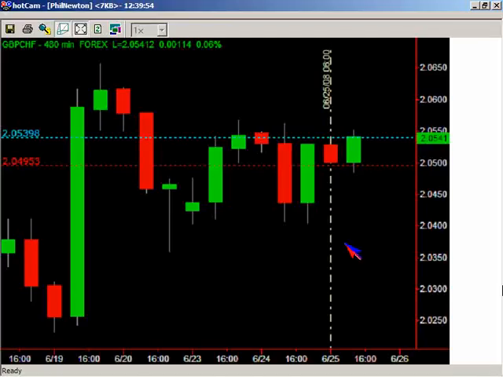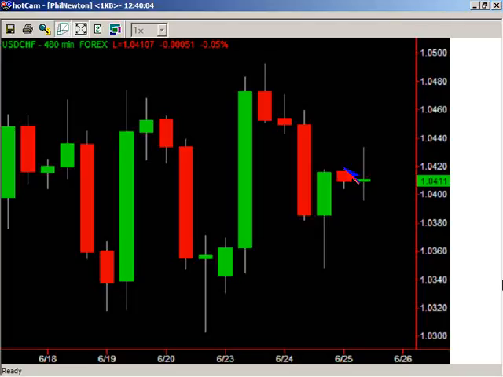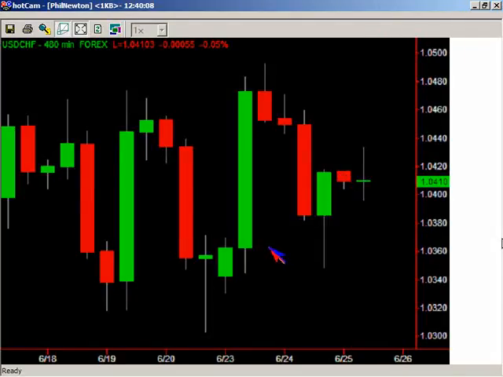Take a look at the dollar Swiss. So dollar Swiss, we've got a similar situation. We've got an inside bar here. You might say to yourself, well, I'm only going to use 5 points plus the spread because it's quite a low volatility pair. So that's something that you would have to decide for yourself.